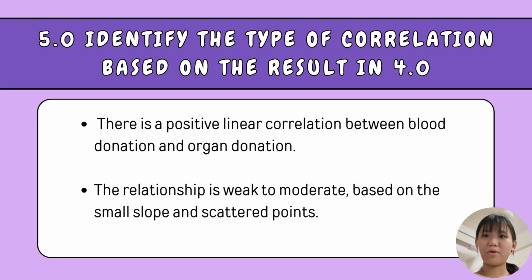Identify the type of correlation based on the result in 4.0. There is a positive linear correlation between blood donation and organ donation. The relationship is weak to moderate based on the small slope and scattered points.